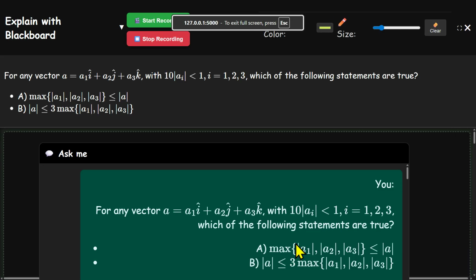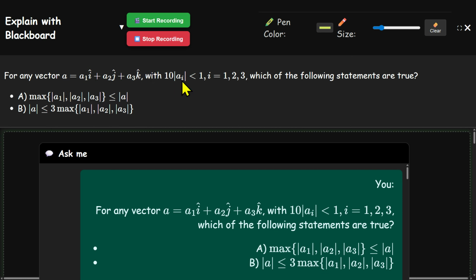देखो अभी, for any vector a1i plus a2j plus a3k with 10 mod ai less than 1, i equal to 1 to 3, which of the following statements are true? A: maximum of mod a1, mod a2, mod a3 is less or equal to mod a. B: Mod a is less or equal to 3 times the maximum of mod a1, mod a2, mod a3. Which of the following statements is true?